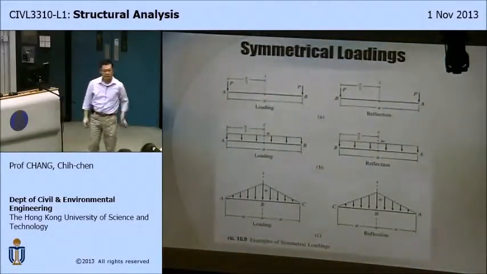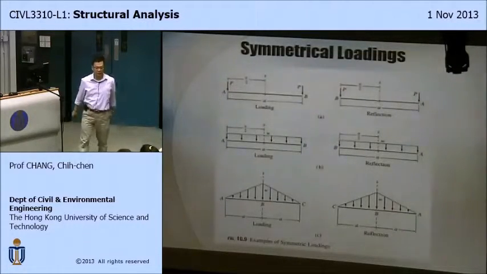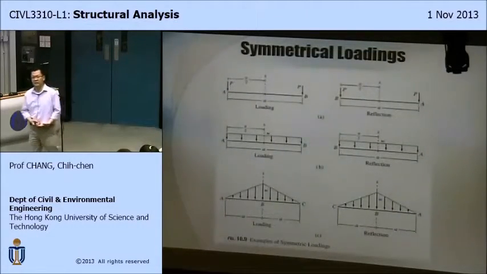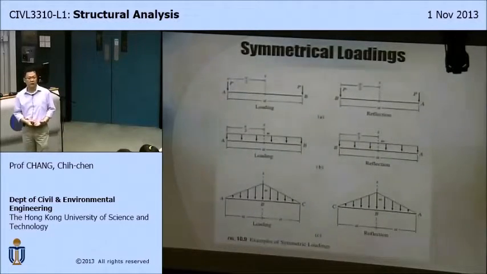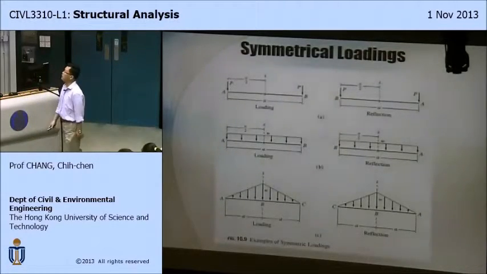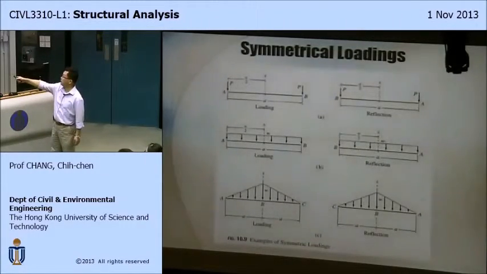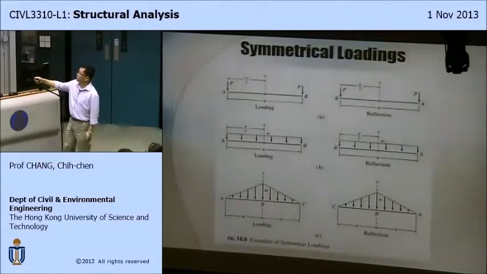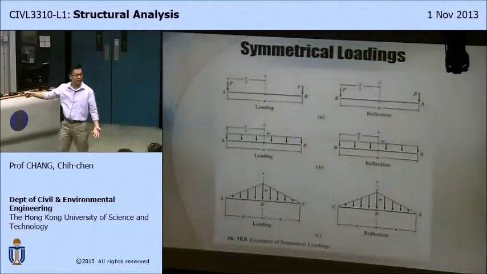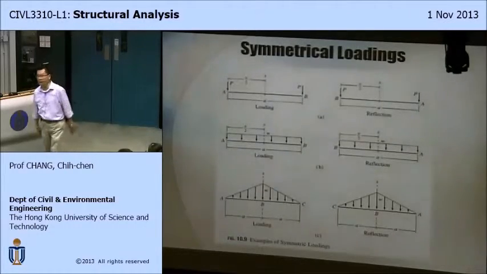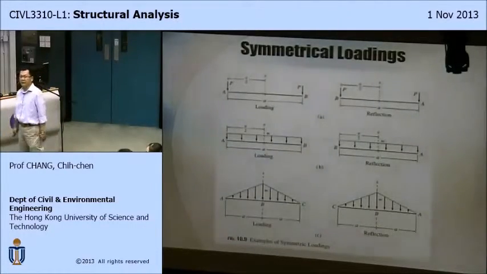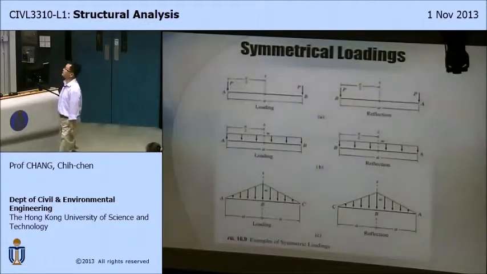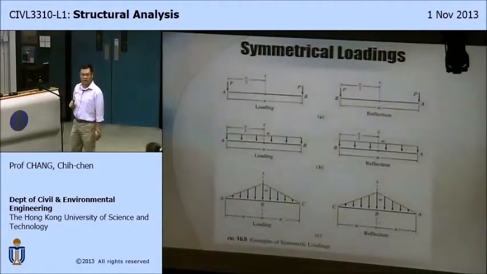Okay, now let's talk about loadings. Loadings also have similar properties. We could have a set of loadings which is symmetrical with respect to a particular axis of symmetry. For instance, this is a structure and the loading is on the left and on the right, positioned at equal distance. If you can flip the structure, then the loading will flip together. And if before and after the loading conditions are exactly identical, then it's called symmetrical loads, right?